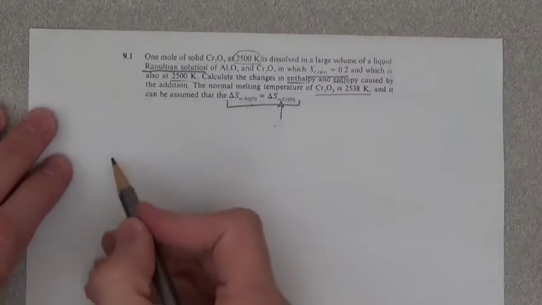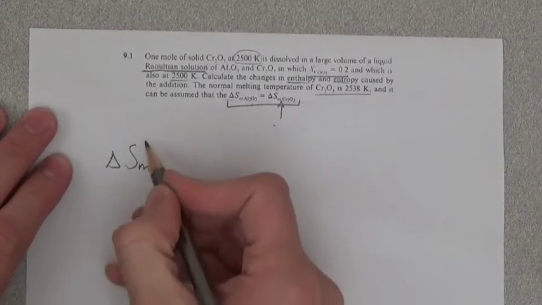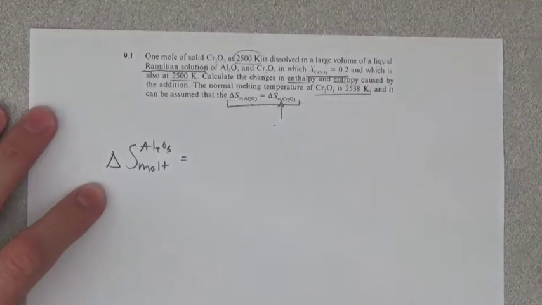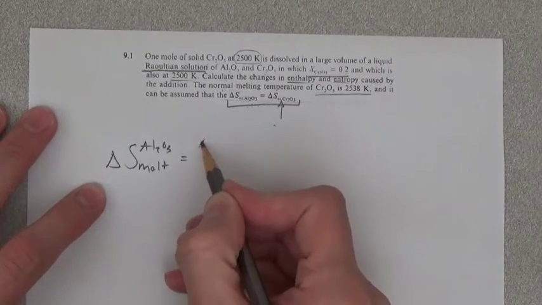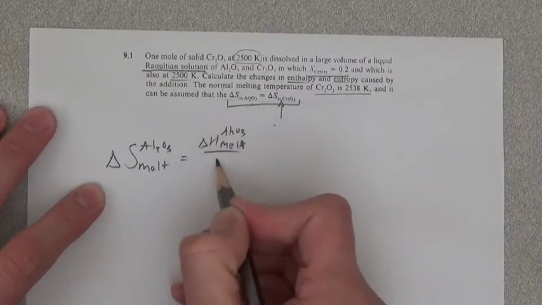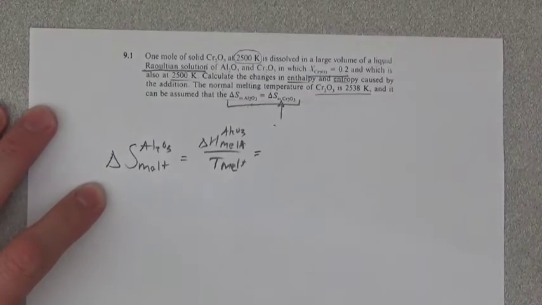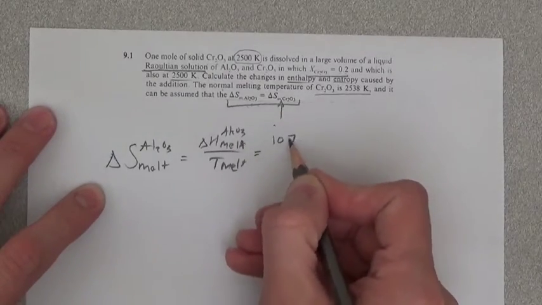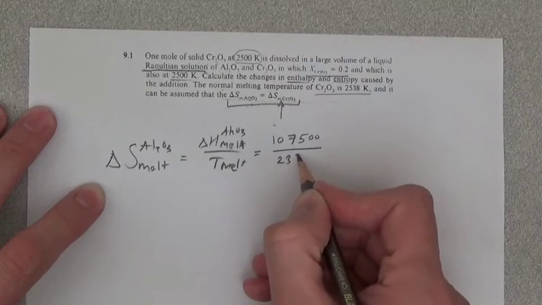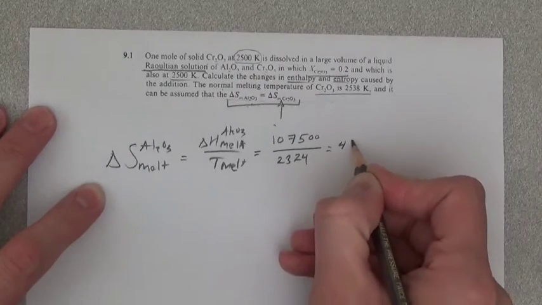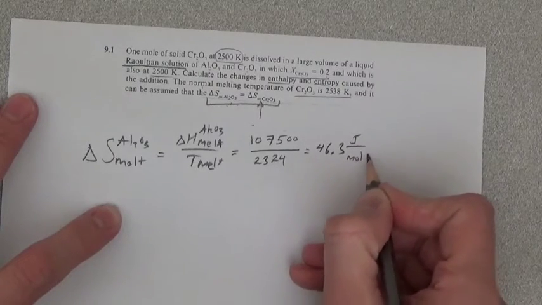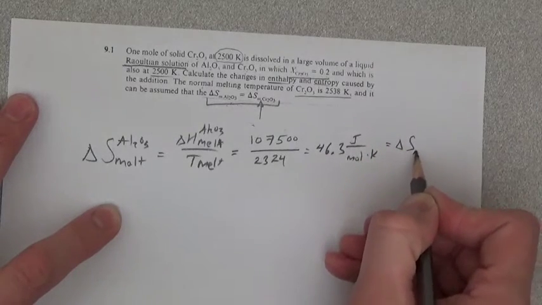So we have delta S of melting for Al2O3 is equal to delta H of melting of Al2O3 divided by T melt, which is equal to 107,500 joule per mole divided by 2,324 K, which is equal to 46.3 joule per mole K.